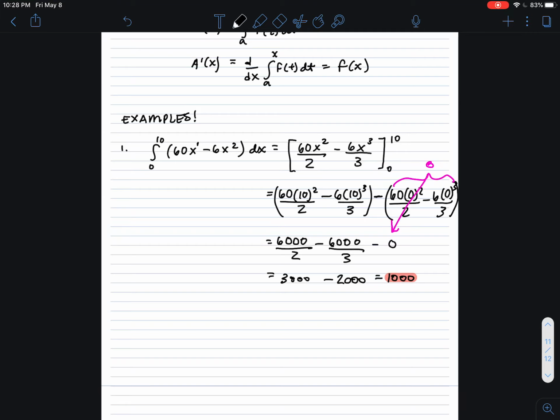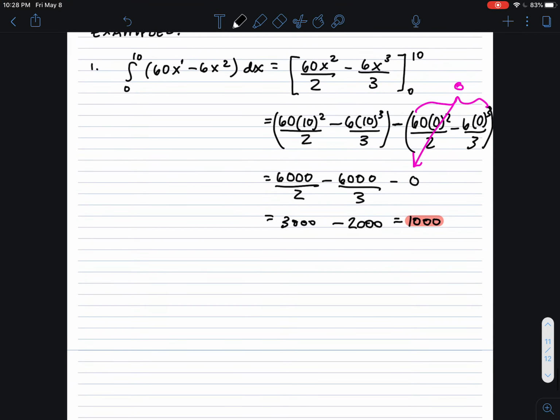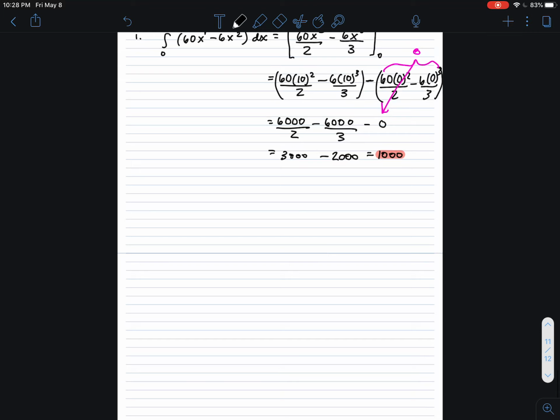Okay, so that's an example using a polynomial. Next, we're going to do something a little bit more complicated. That's how my examples usually go. Hopefully you're used to that by now.